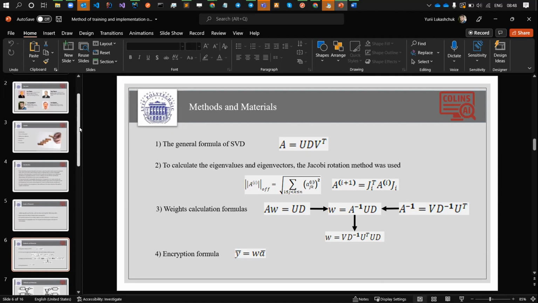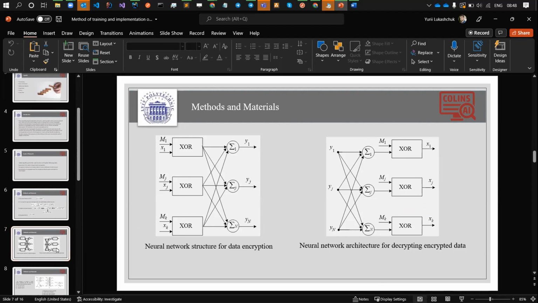On the next slide, you can see the structure of a neural network. On the left is the structure of the neural network for data encryption, and on the right is the structure for data decryption as well. The first important step is to choose the neural network architecture for cryptographic encryption and data decryption. The architecture of the neural network is determined by the number of neural elements.